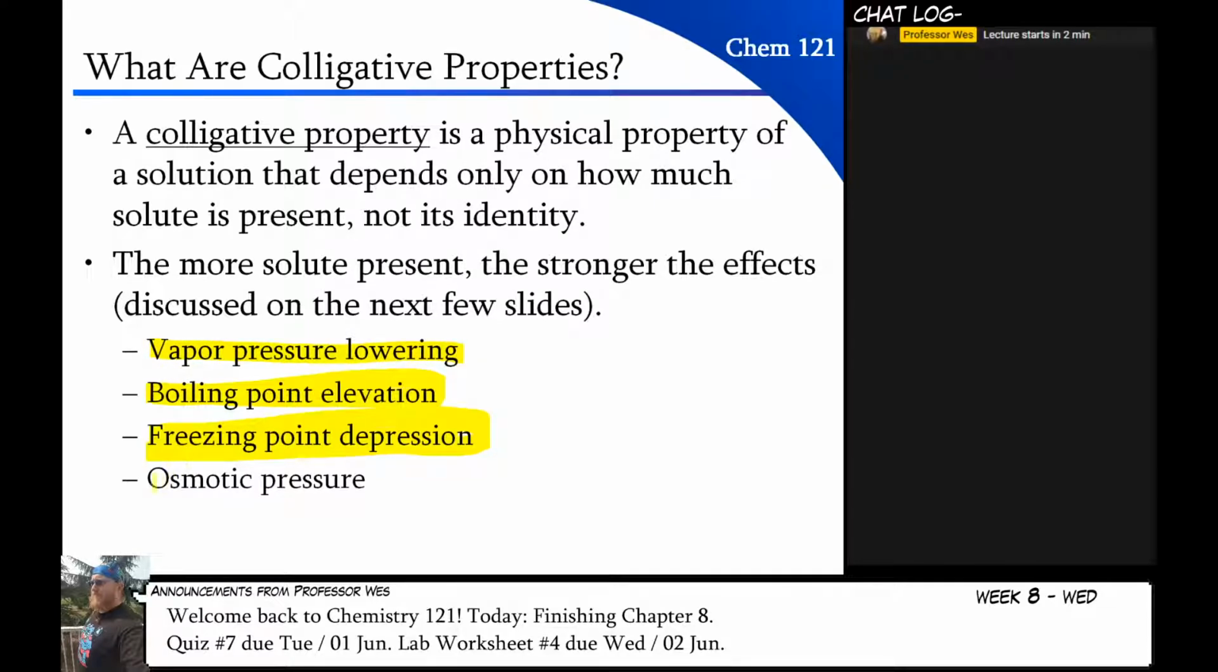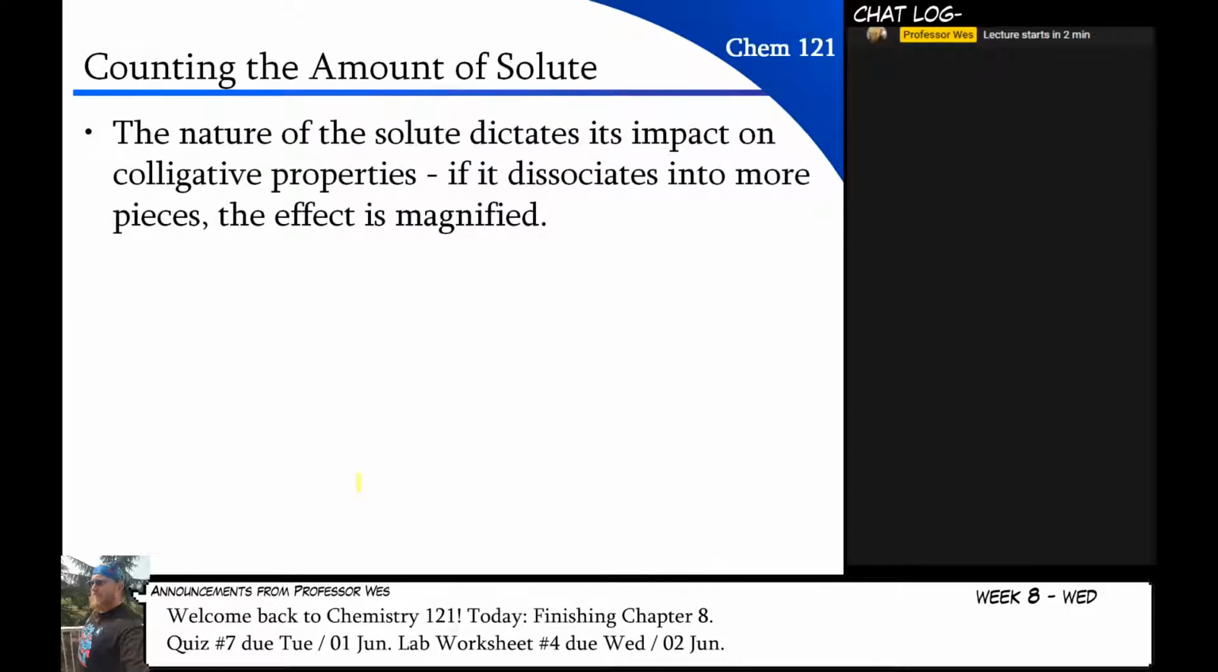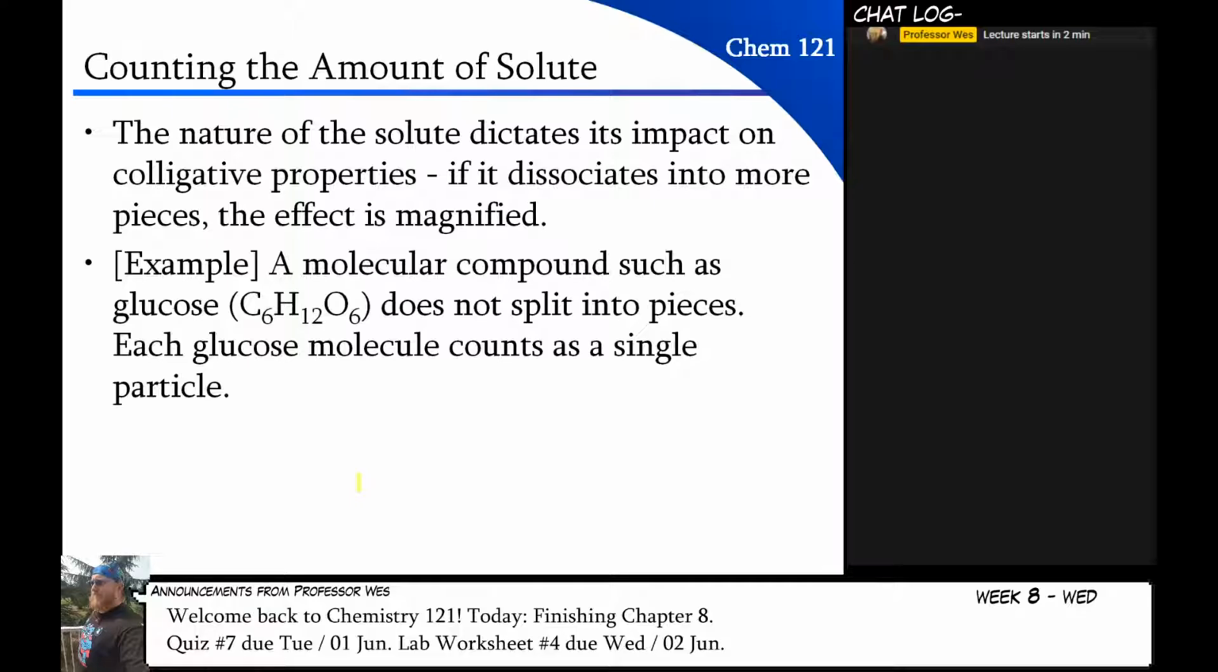And then finally, osmotic pressure is important for things like blood pressure and stuff like that. And we'll talk about all of these in these slides. Now, the first thing that we're going to consider is how many pieces each unit of solute splits into.